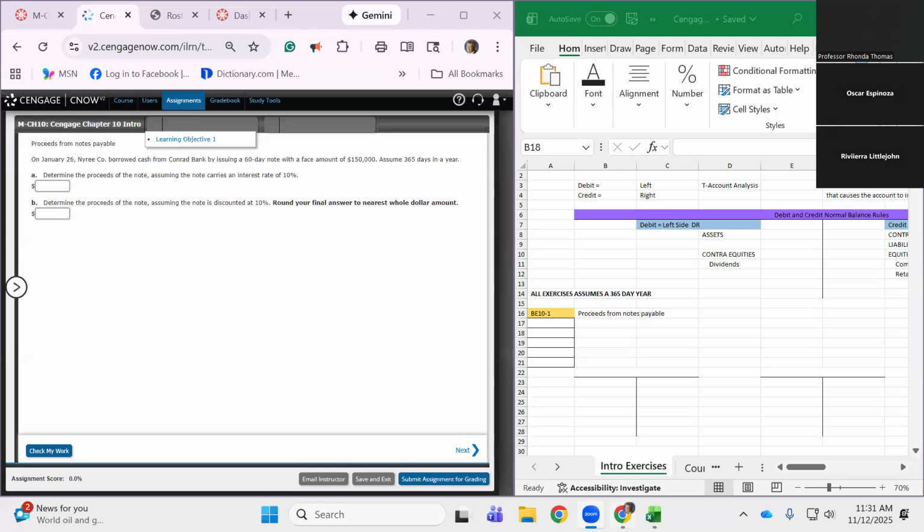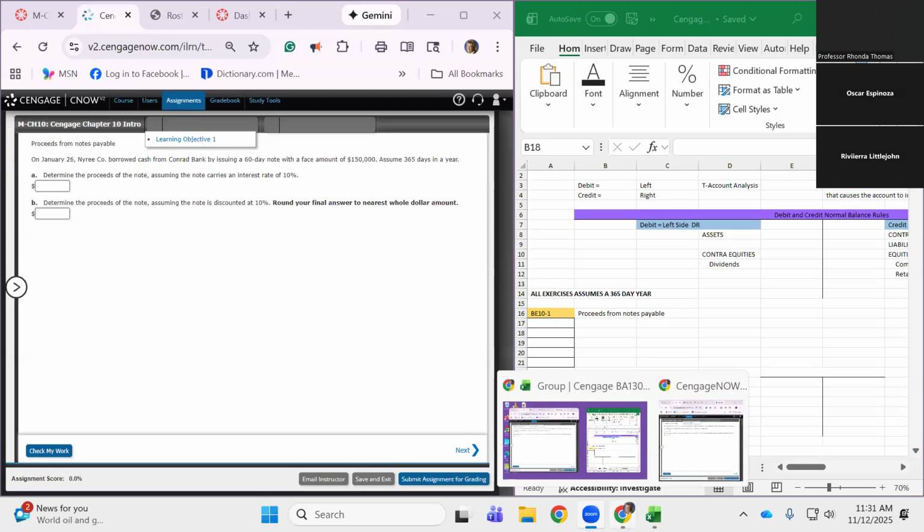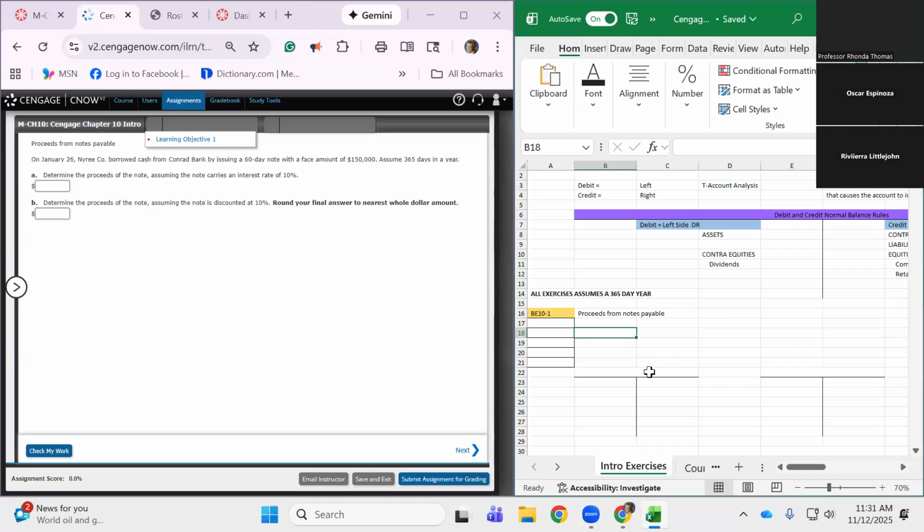Okay, we're getting ready to do financial accounting, chapter 10's intro exercises. Again, we're working with liabilities now that have credit balances. Anything that has the word payable is going to be a liability. So we're going to cover quite a bit about notes.